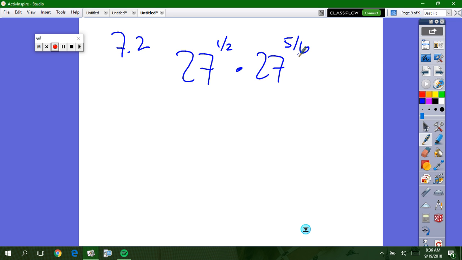Are they like bases? So what do we do if they're like bases? What do we do to their exponents? It was in your notes at the very beginning. We add them. So this would be 27 to the 1/2 plus 5/6. Does everybody know the rules of adding fractions? Common denominator.